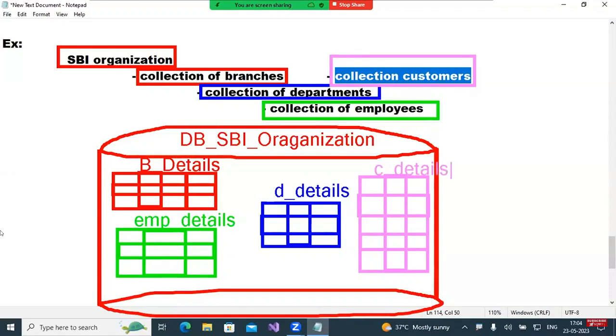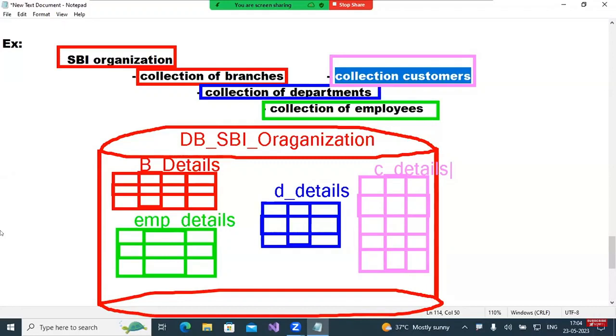So now tell me, how many tables did I design? Four. Each table we are designing for storing some specific related data. Yes or no? Fine. So all are saved like this. But in databases, which type of database are we using? Relational database, RDBMS.